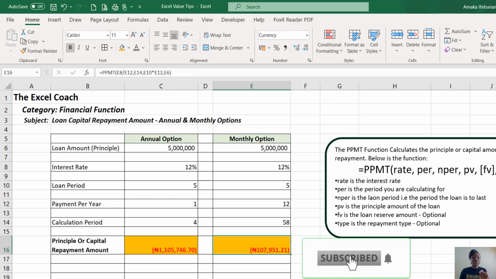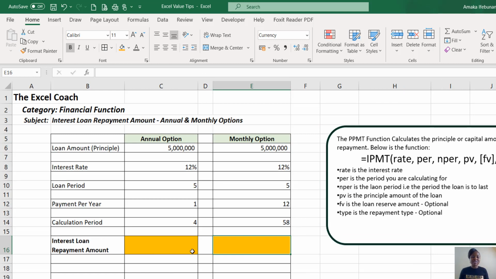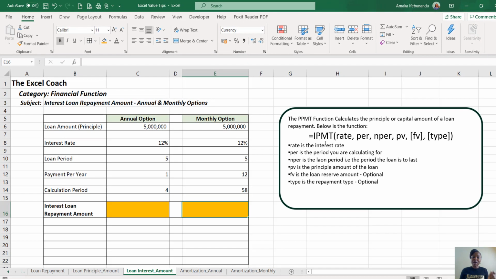So the next thing I'll be showing you now is how to calculate the interest element of the loan amount. The interest element function is the IPMT, while that of the capital is PPMT. So the arguments are the same, but the function is different. Here is IPMT, while in calculating the capital, we use the PPMT. So you see that we have the same rate, the period, the loan period, and the present value. These two last arguments are optional.